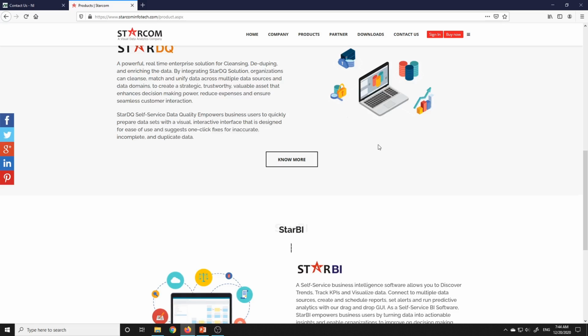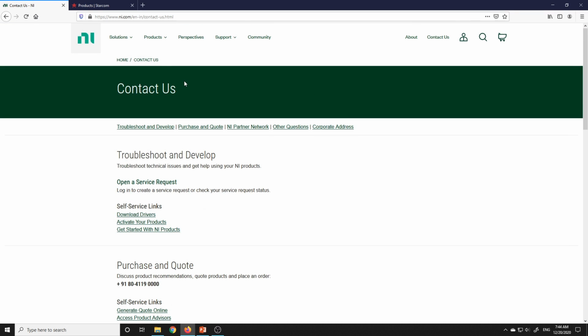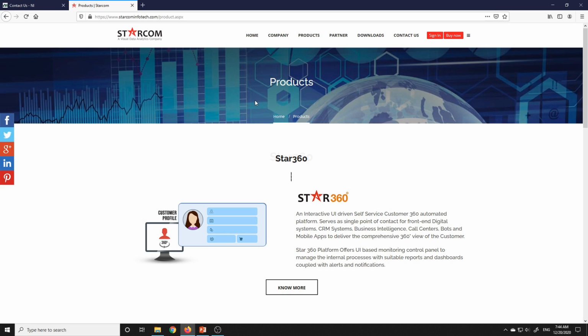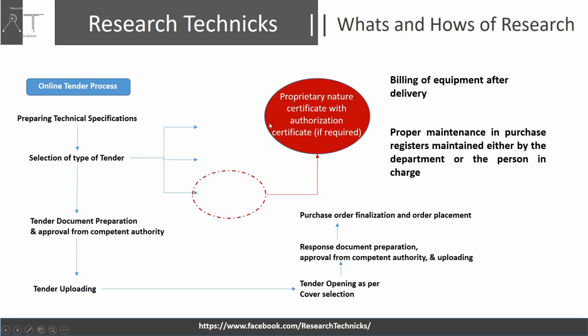See, Starcom now is a third party agent. So if you are in India and you are trying to buy a data acquisition system from NI, in that case you have to contact Starcom. Now they will be providing the proprietary nature certificate for NI and an authorization certificate. Authorization certificate in the sense that NI has authorized Starcom to sell on their behalf in that particular country. So that is what will be required if you are going for a single nature tender or proprietary nature tender.